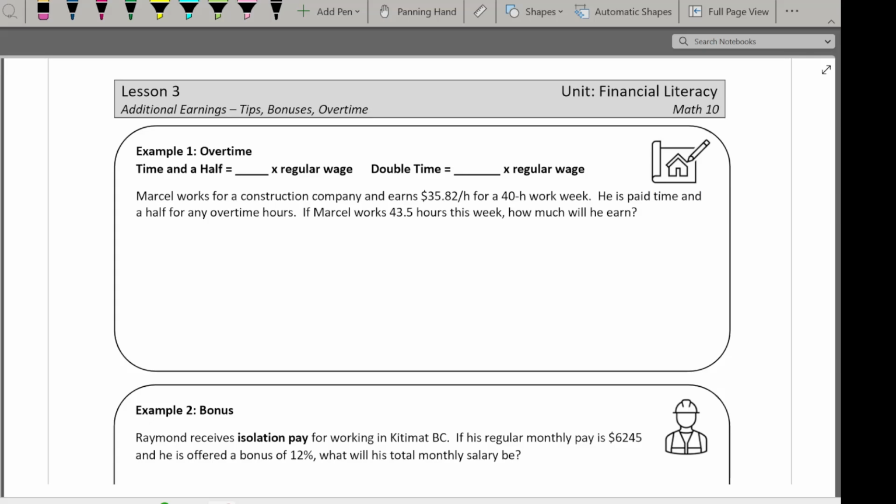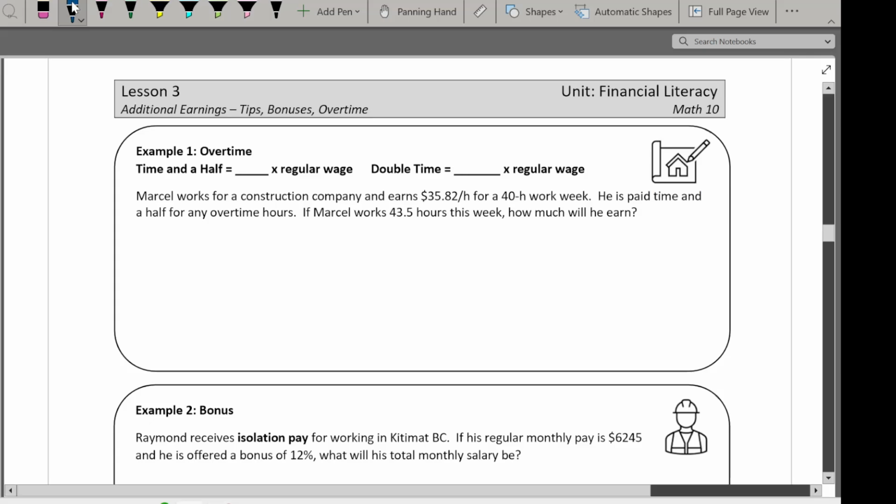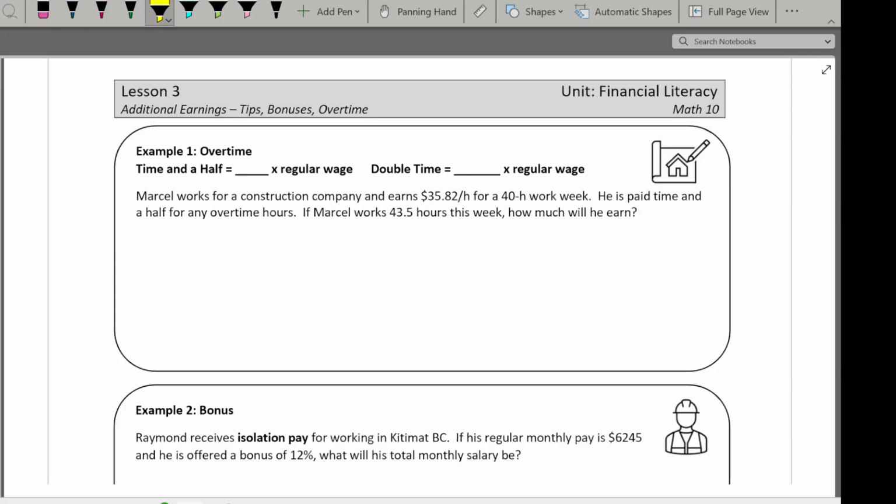There's some common language that we need to understand when we're doing our overtime calculations. The two most common ways to earn overtime wages are time and a half and double time. So what those mean is time and a half means you earn the same amount plus another half of the amount. So it's basically 1.5 times your regular wage on those extra hours that you work. And double time means simply 2 times your regular wage, so double what you normally earn.